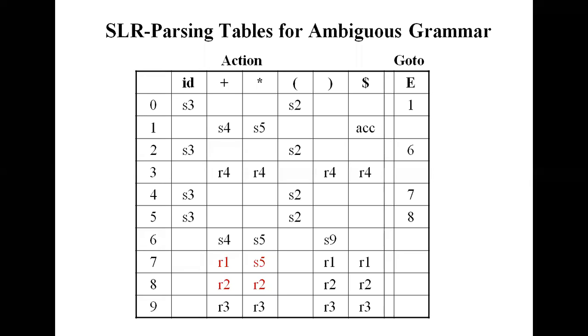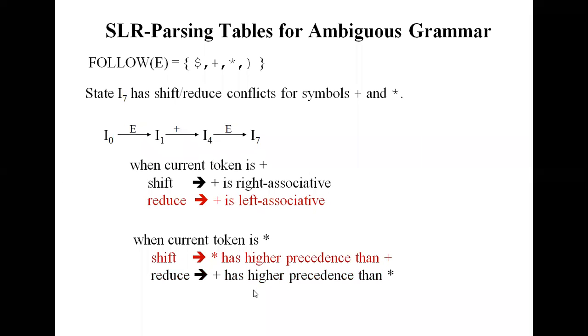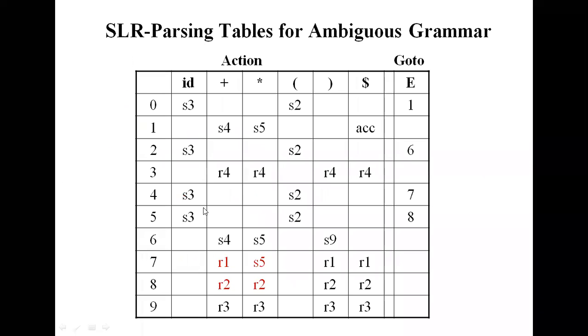How should we resolve these conflicts? See, at I7 we got conflicts, right? At plus and star, and at plus we use a reduce. Why? Because we have right associativity and left associativity, and for the operators we have precedence. We choose the operator which has more precedence. At the token plus, I have a shift reduce conflict, right? In that conflict, if I perform left associativity with plus, it has more priority. So that's why I am using a reduce here.